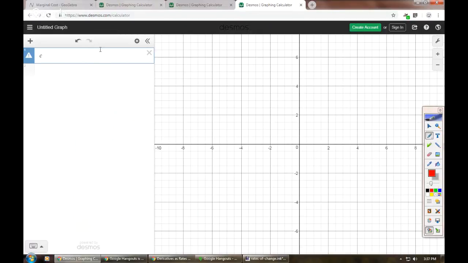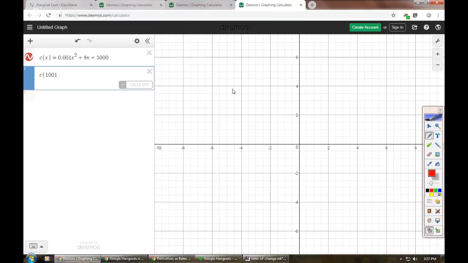So entering our cost function, we have 0.001 x squared plus 8x plus 5,000. And then I could just calculate what is C of 1,001 minus C of 1,000. Oops, that's not a minus. And I get it's about 10.01.